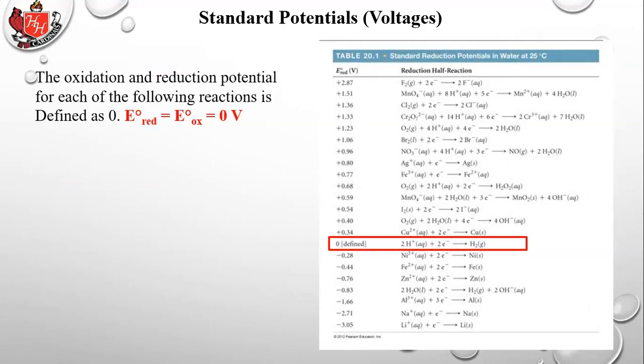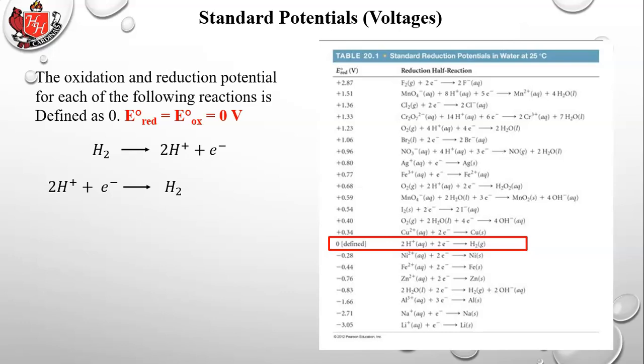So the oxidation and reduction potential for each of the following reactions is defined as, and let me put those 2 reactions up, as the standard reduction potential equals the standard oxidation potential equals 0 for these 2 reactions that you're looking at. In other words, the standard is set against hydrogen ionizing.